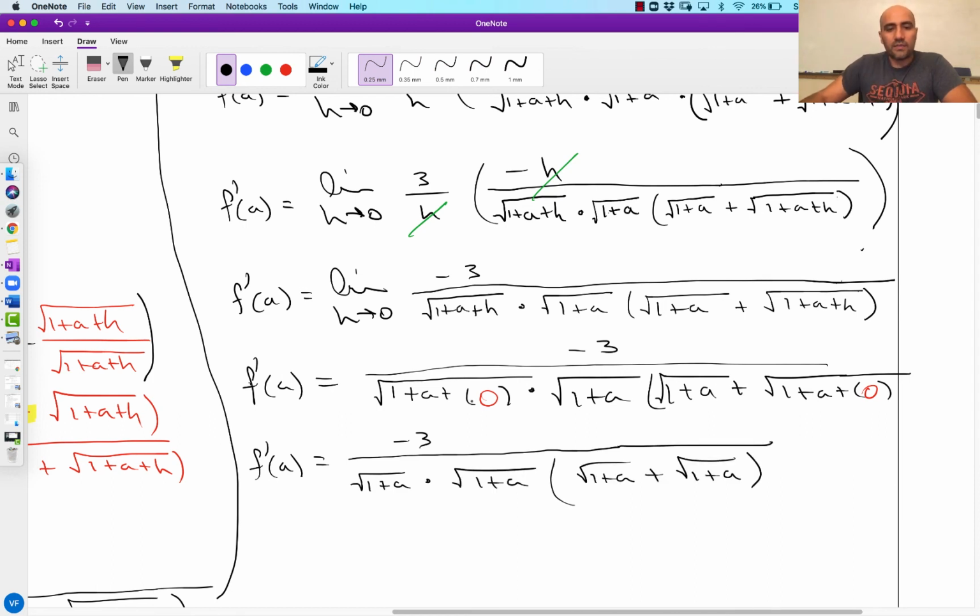Okay, so because this is a 0 here, we end up with a 1 plus a times a 1 plus a. When we multiply these two, the roots are going to disappear. We're just going to be left with a 1 plus a there. And then these two are identical, so it's going to be twice these.